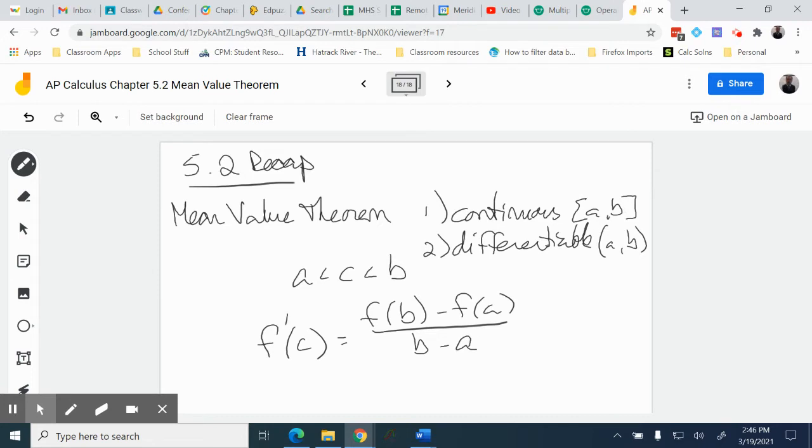Remember, failure to meet the requirements of the mean value theorem does not mean this isn't true. But if you meet these two requirements, then this is guaranteed to be true. All right, next, what else?